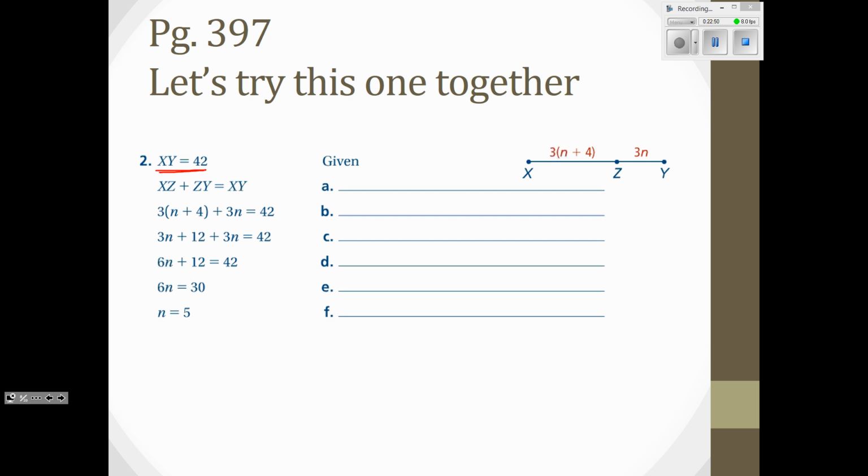Okay, now look at your paper, and I'm going to give you about 30 seconds. I want to see if anybody can find what our reason would be for why we can make this statement. So XZ plus ZY is equal to XY. So comb through your pink paper. I want to see if you can find why this is true. Which property says this is true?